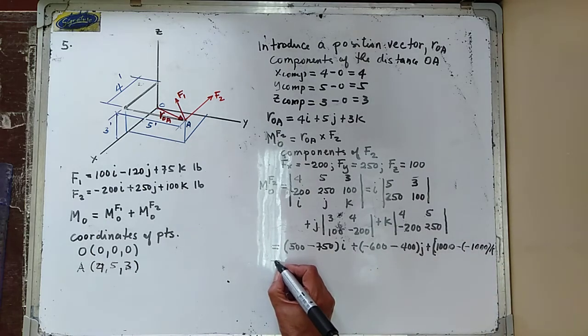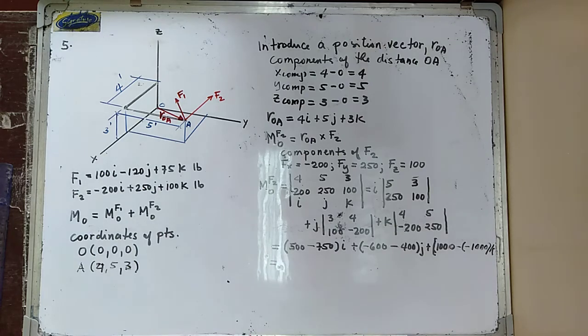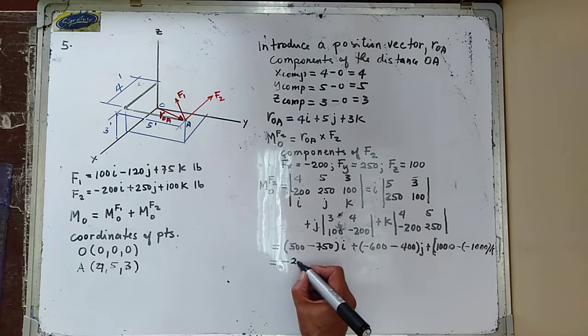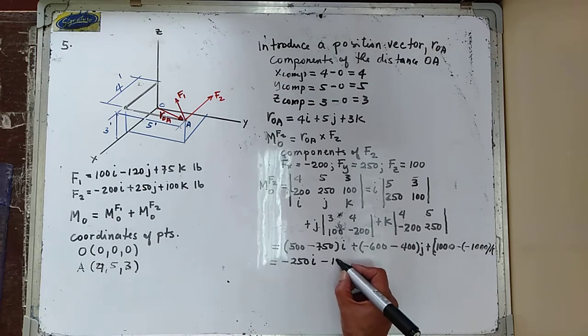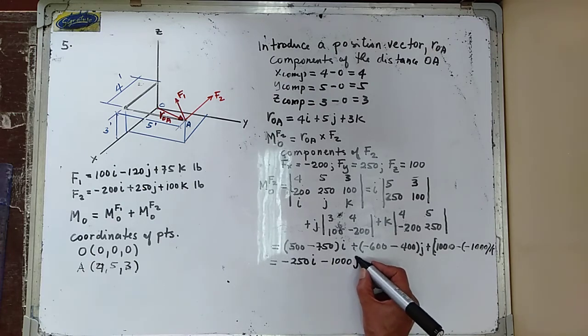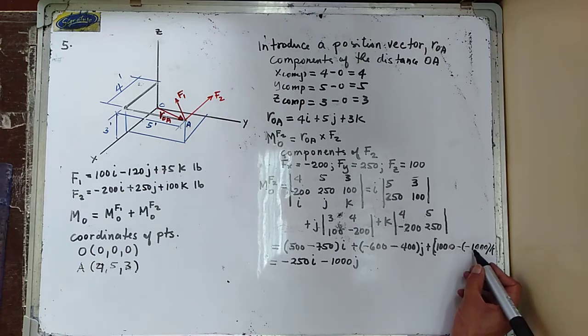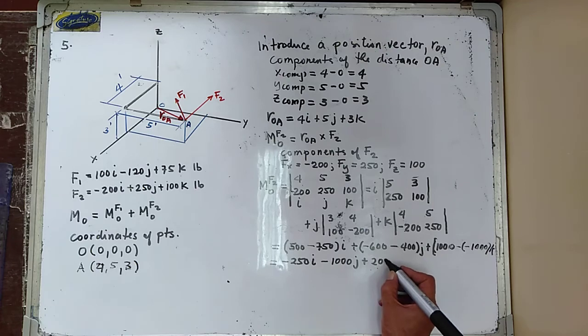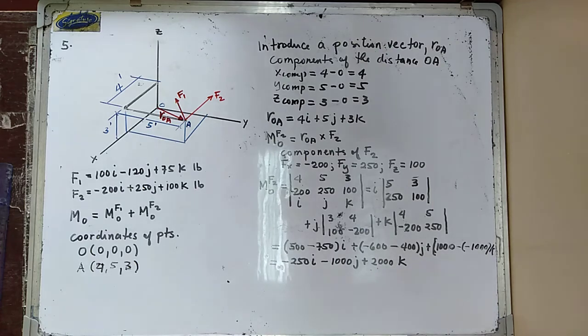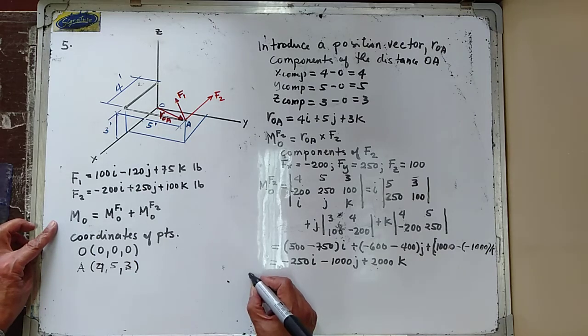So this is therefore equal to negative 250i minus 1,000j. Minus and minus is positive, so we have plus 2,000k. That is plus 2,000k. Now, let us try to determine the moment of the two forces about point O.